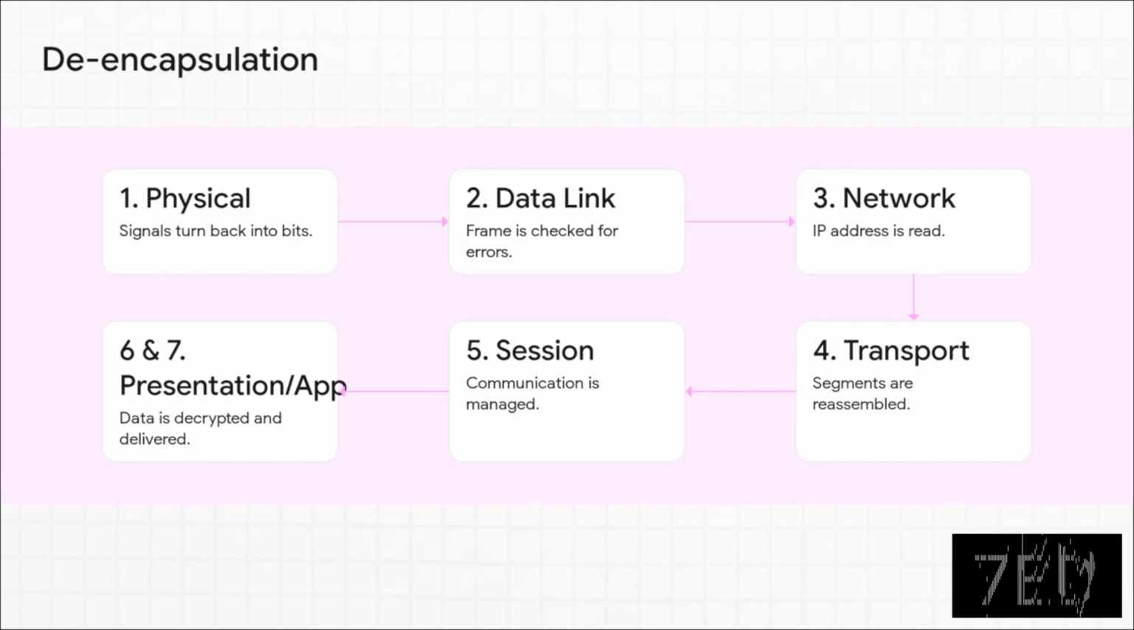The physical layer turns the signals back into bits. The data link layer reads its header, then strips it off. The network layer checks the IP address, strips its header off, and so on, all the way back up the chain until the original, clean data is handed off to the right program on the server.